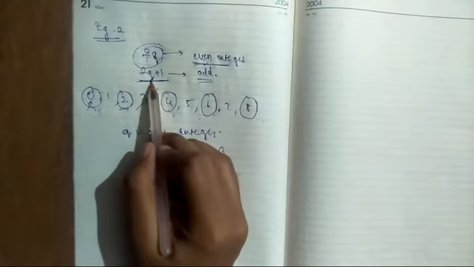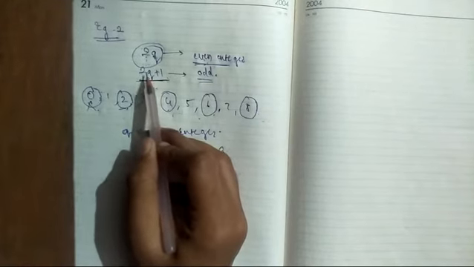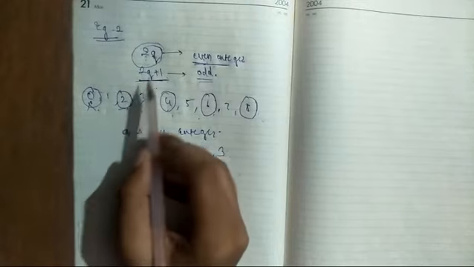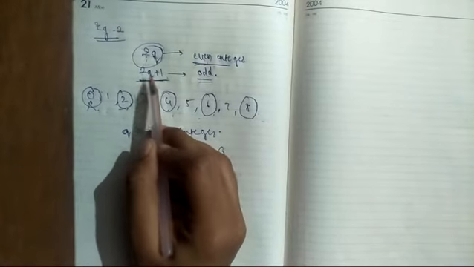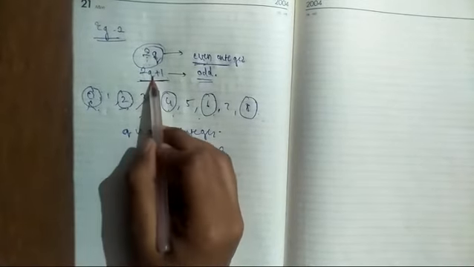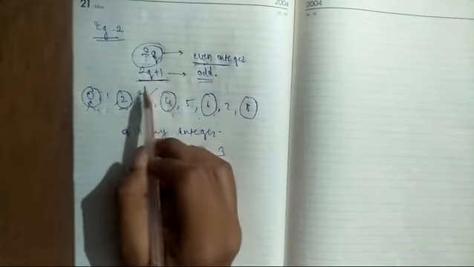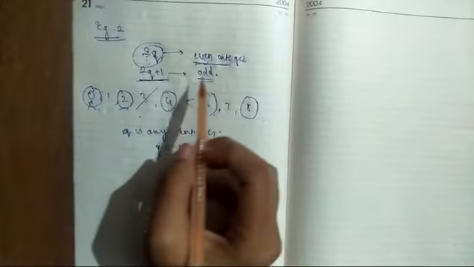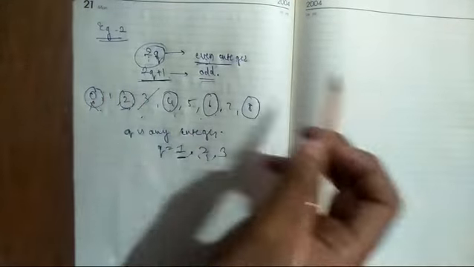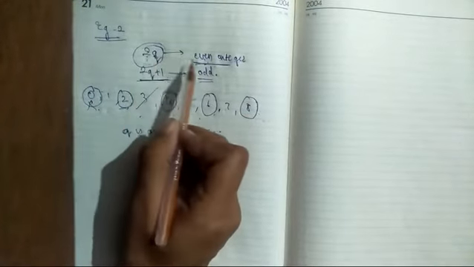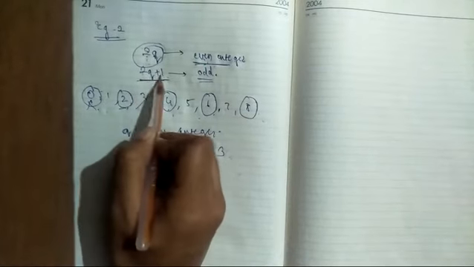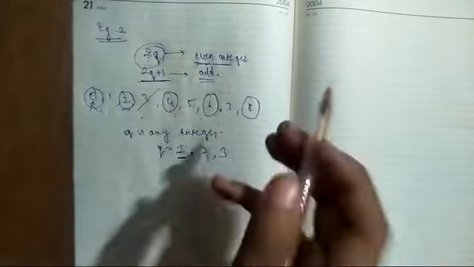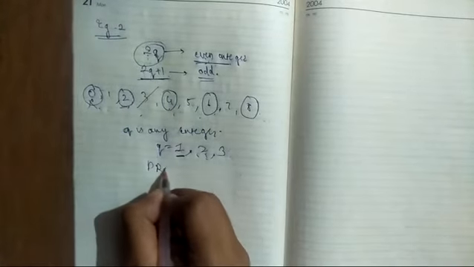Let us put q equal to 0 here. The answer will be 1, and 1 is an odd integer. If we put q equal to 1, we get 3. Q equal to 2, we get 5. Q equal to 3, we get 7. So we already know that 2q gives us an even integer and 2q plus 1 gives us an odd integer. Now we have to prove this.